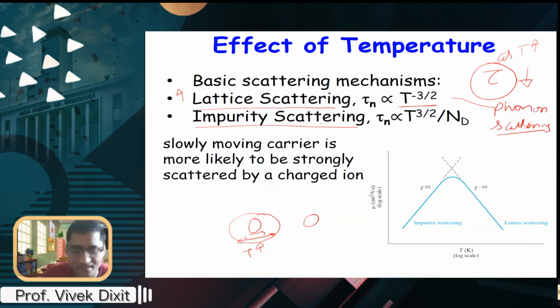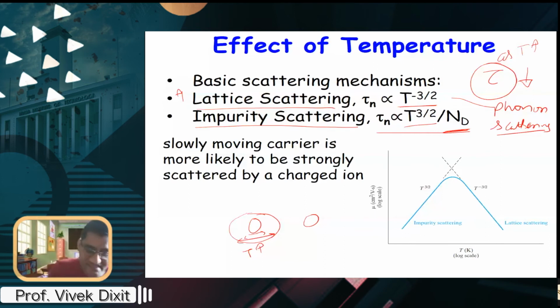Another is impurity scattering. Now, of course, if you have a greater number of impurities, then scattering will increase, right? Because now there is a greater probability of the electron colliding with an impurity. So it increases with the impurity concentration, but it decreases with the temperature.